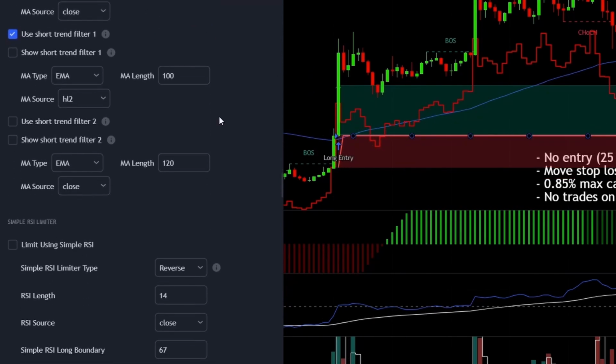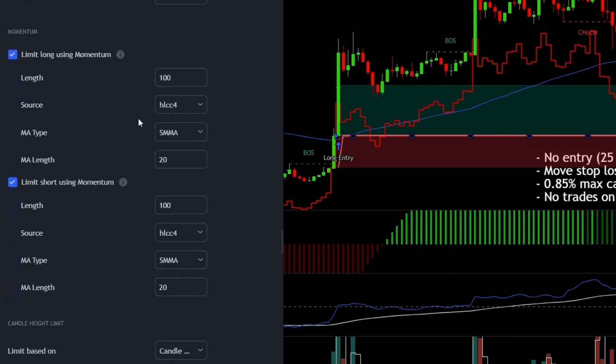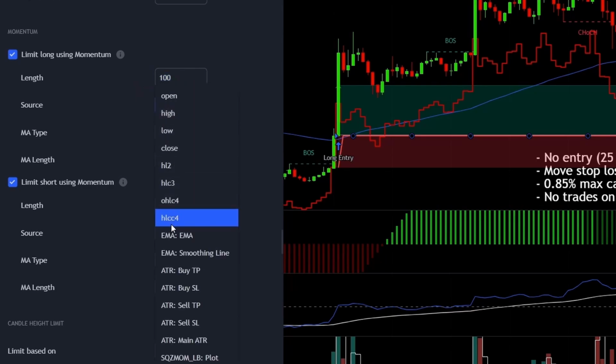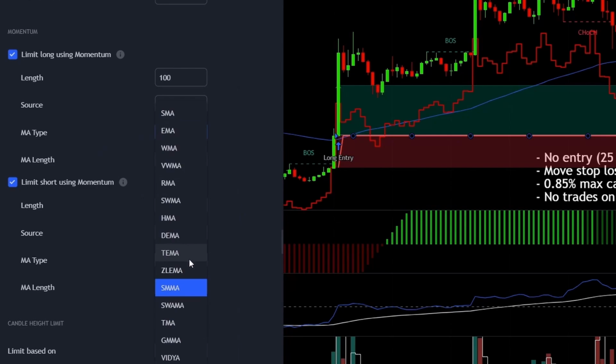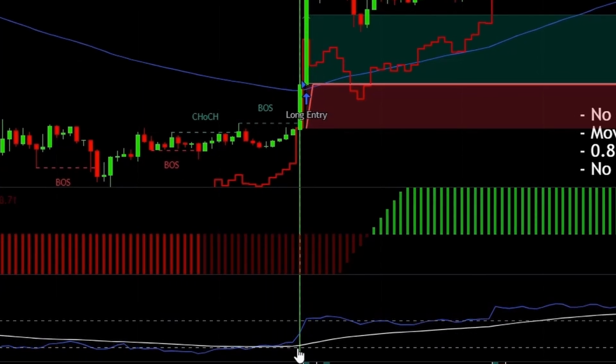Let's scroll further. We are not using any RSI limiters, but we are using the candle momentum filter. The candle momentum filter is this one. In case of long positions, we set the candle momentum length to 100, its source to HLCC4, the MA type to SMMA. Remember when I showed how to move the SMMA on the candle momentum? And it uses a 20 length. The rule is simple. Long entries are only allowed if the candle momentum line is above the candle momentum based SMMA, which is this white line.